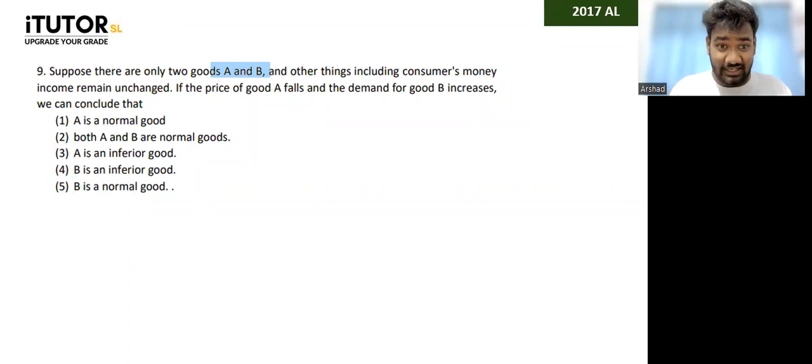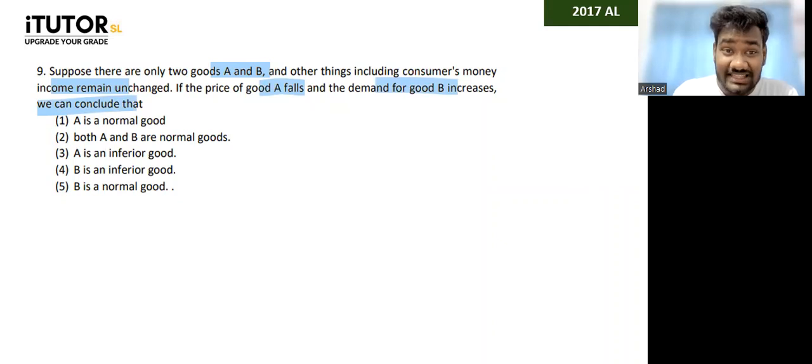Right. So back to question number 9. Let me restart the explanation. Question number 9 says there are two goods called A and B. Other things, including consumer money income, remain unchanged. They are saying if the price of good A falls, the demand for good B increases. We can conclude what?